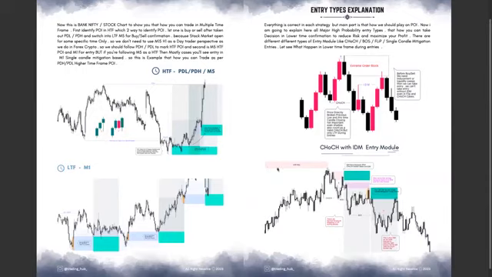Entry types explanation. Okay, interesting part is here. So this is an entry based on the previous day high low sweep. As I mentioned, when the market has taken out the previous day candle low, then you can trade here, chop and buy or sell, right? Same thing is here.